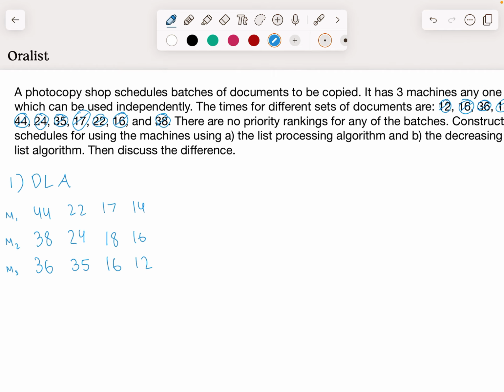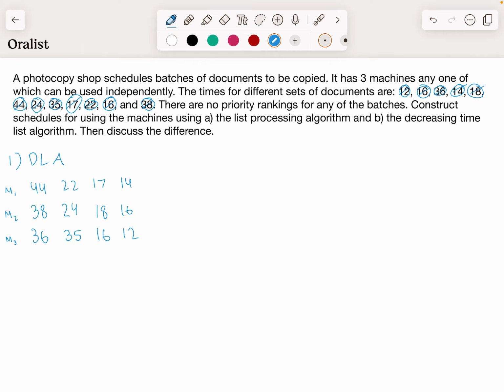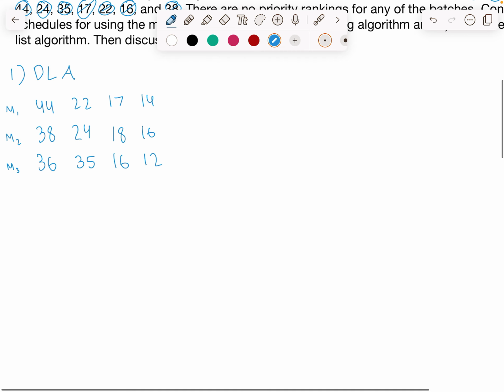So essentially what we're doing is that as we add on the number of minutes, we are seeing which machine runs out of time the quickest, so which one has the lowest value compared to the other machines, and then we put the next task which takes the most time after that machine. So that is the decreasing list algorithm. Now let's move forward to the list processing algorithm.